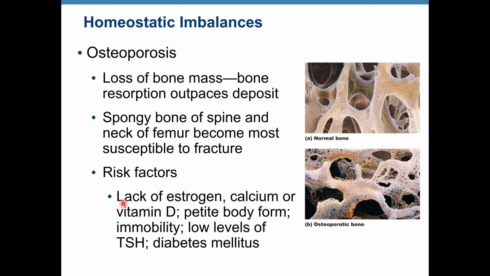And because risk factors include lack of estrogen, osteoporosis more often affects females, and especially elderly females. When females go through menopause and the level of estrogen declines, they become more susceptible to osteoporosis. So here you can see a normal spongy bone, and this is osteoporotic bone.